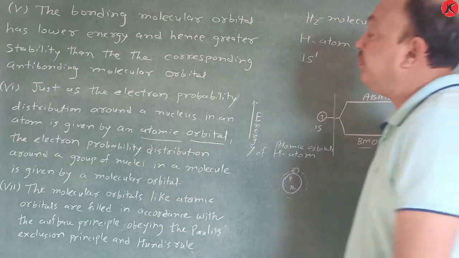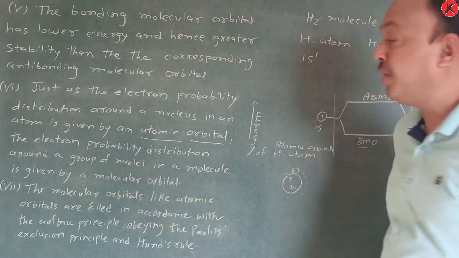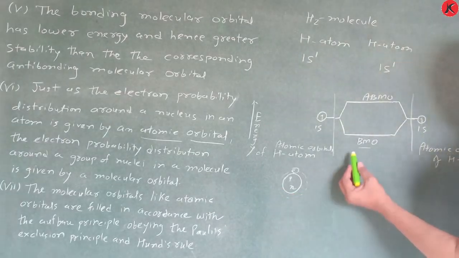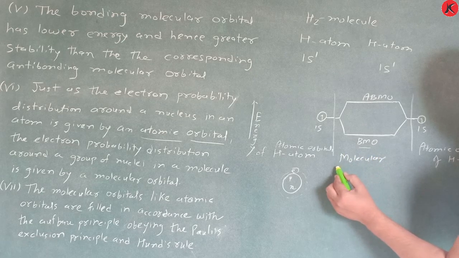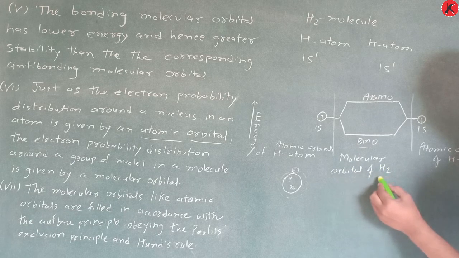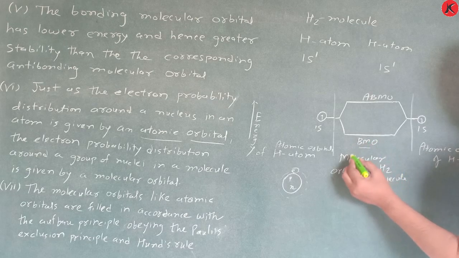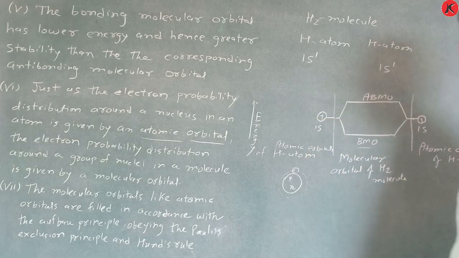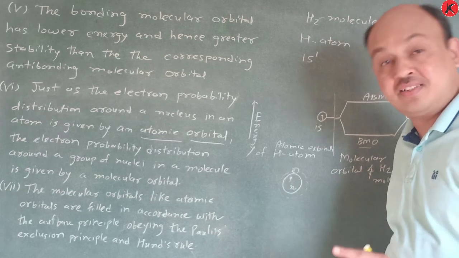Once again, the electron probability distribution around a group of nuclei in a molecule is given by a molecular orbital. This is a very easy topic. This is considered as the molecular orbital of the H2 molecule. Remember, this is nothing but the H2 molecule, and here BMO is nothing but the attraction between these two wave functions, that we will see later in LCAO, linear combination of atomic orbitals.